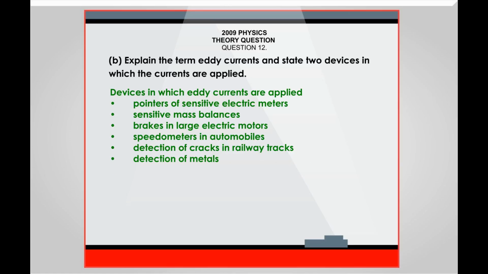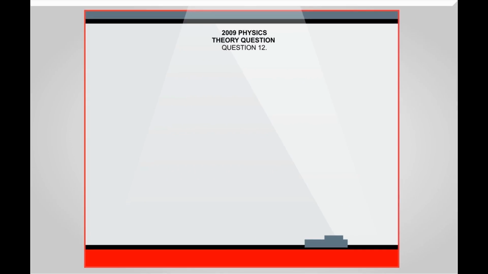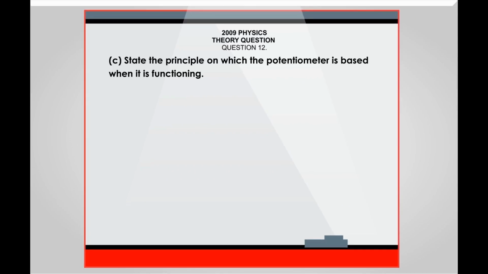Devices in which eddy currents are applied: pointers of sensitive electric meters, sensitive mass balances, brakes in large electric motors, speedometers in automobiles, detection of cracks in railway tracks, detection of metals. C. State the principle on which the potentiometer is based when it is functioning.